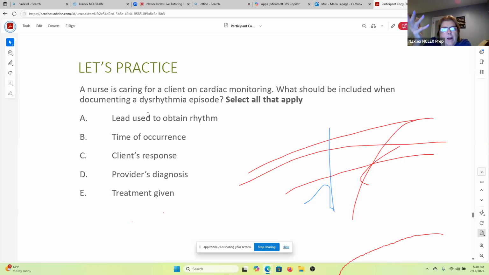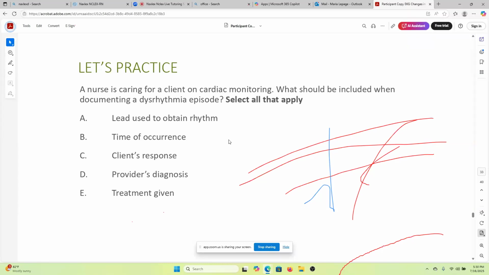We don't need the provider's diagnosis because that's already on the chart and that's not really anything to do with nursing and what we did for this patient. It's not going to affect the care that we render to this patient. Does everybody see that? Yeah.